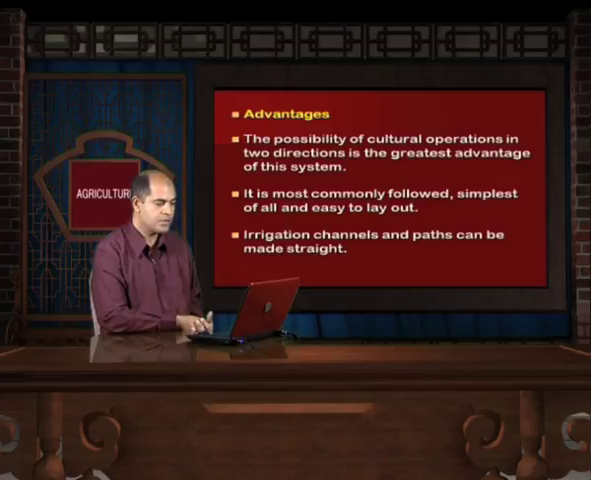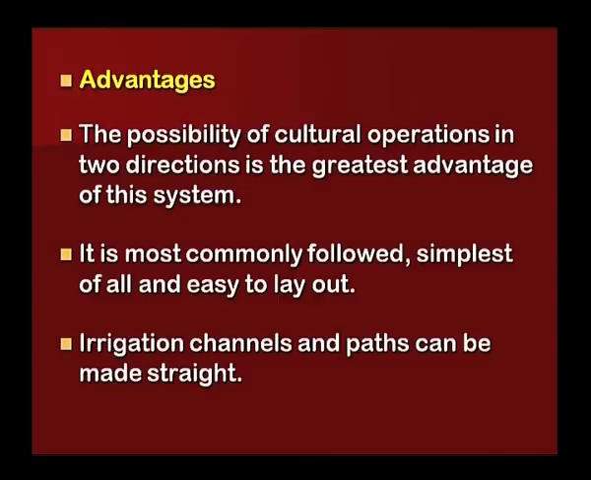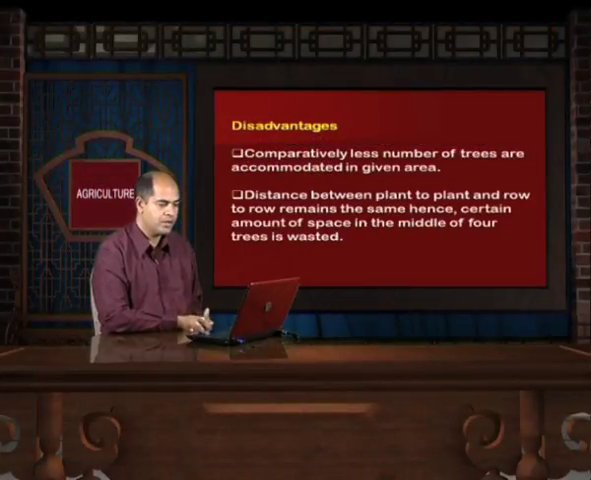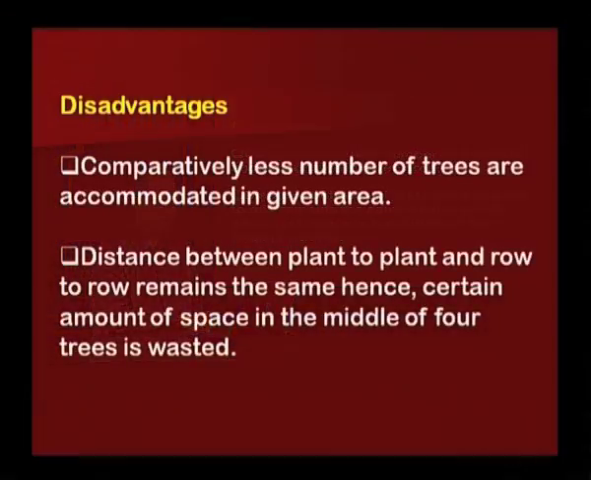The advantage of this system is the possibility of cultural operations in two directions, which is the greatest advantage of this system. It is most commonly followed, simplest of all, and easy to lay out. Irrigation channels and paths can be made straight. Disadvantages: comparatively fewer trees are accommodated in a given area. Distance between plant to plant and row to row remains the same. Hence, a certain amount of space in the middle of 4 trees is wasted.